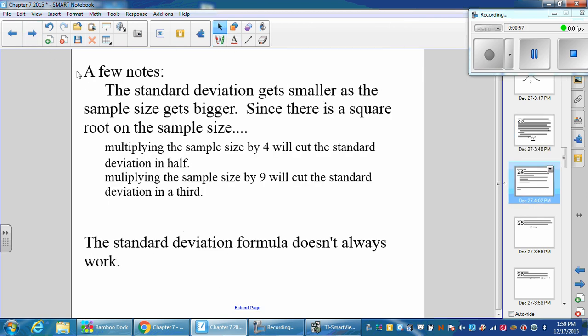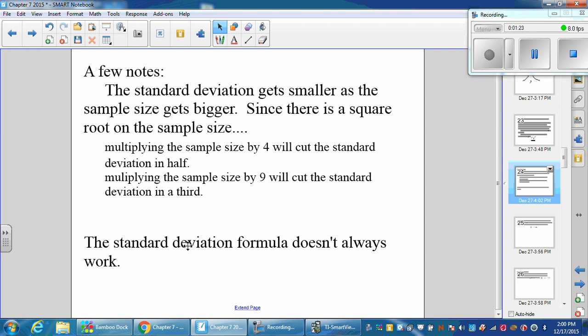Now a few notes. The standard deviation gets smaller as the sample size gets bigger. We talked about that already. But since the square root is on the sample size, multiplying a sample size by 4 will cut the standard deviation in half. Multiplying the sample size by 9 will cut it to a third. Multiplying the sample size by 16 will cut it to a fourth, and so on and so on.